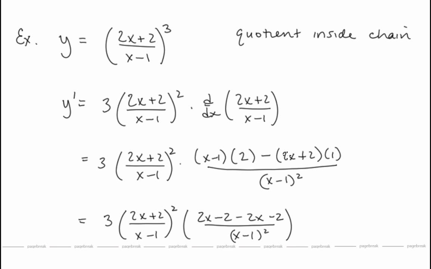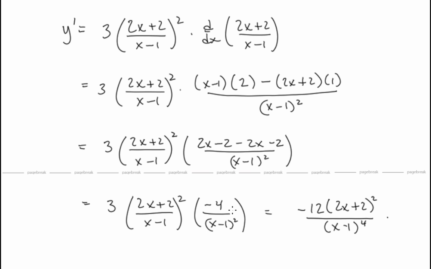Then we should just simplify this numerator here. So we'll distribute the 2. We have 2x minus 2. And then distribute the negative sign here, minus 2x minus 2. And so that simplifies to a negative 4 up on top. And now we can just combine this to one fraction. Here we have 3 times negative 4, that's going to be a negative 12. And we have 2x plus 2 quantity squared. Here in the denominator we have x minus 1 quantity squared. And here we have x minus 1 quantity squared, so we have x minus 1 to the 4th power. And that is our simplified answer.